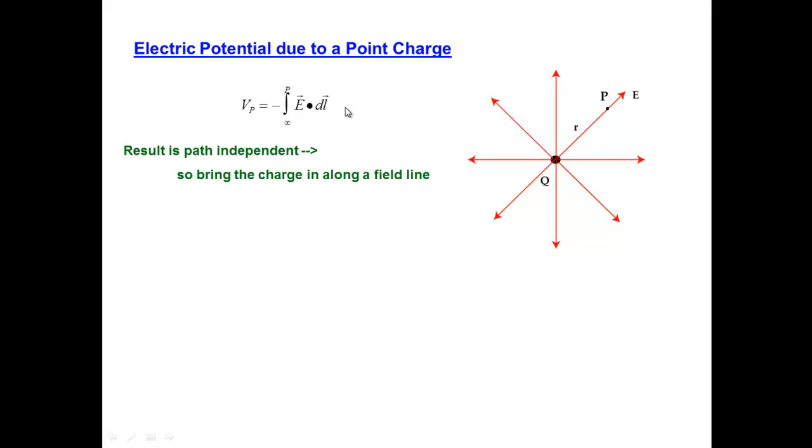So we can also show, because of the kind of fields that we get for electric fields due to point charges, we know that this result is path independent. So no matter what path I pick to do the integral, starting off at infinity and moving into point P, I will get the same answer. And if that's true, then I will choose the simplest possible path, the path that'll make this integral easiest to calculate.